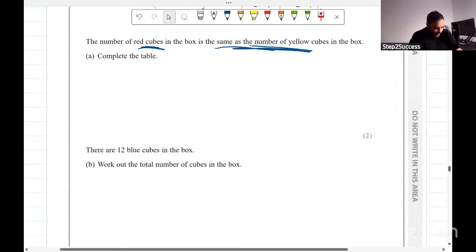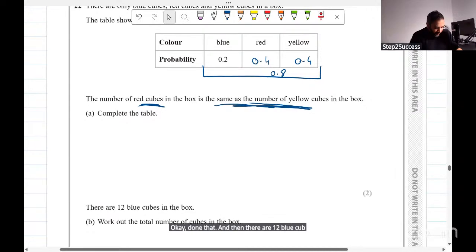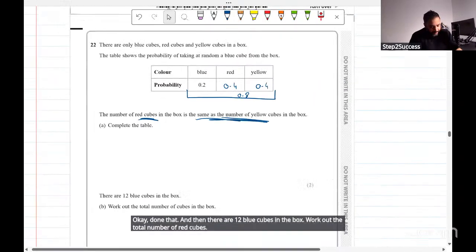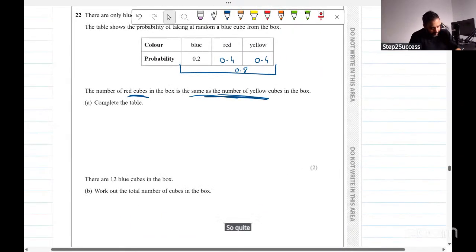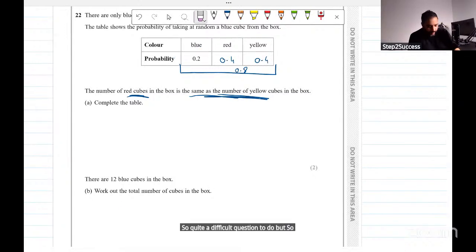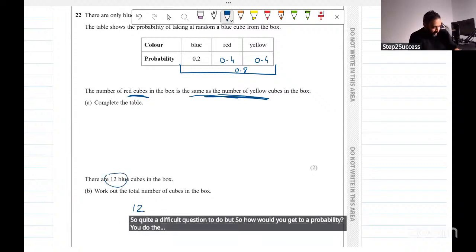Okay, done that. And then there are 12 blue cubes in the box. Work out the total number of red cubes. So quite a difficult question to do. So how do you get to a probability? You do the number of items out of the total, don't you? That's how you get to the probability. So we know the probability of blue is 0.2.